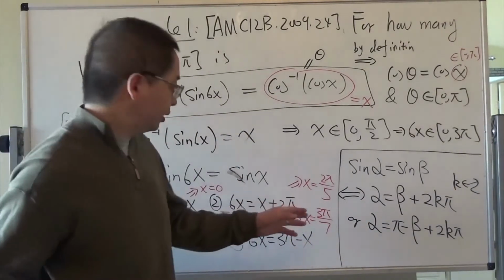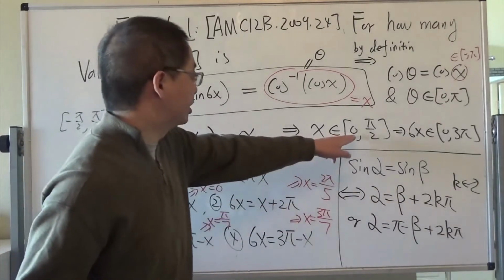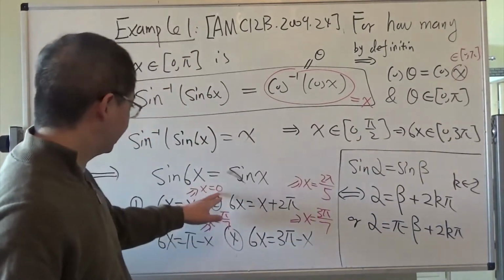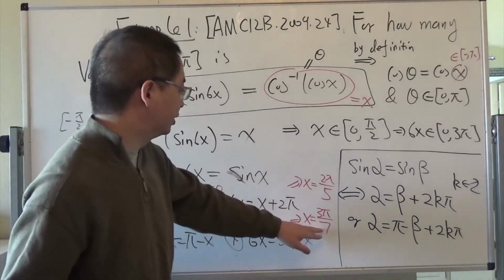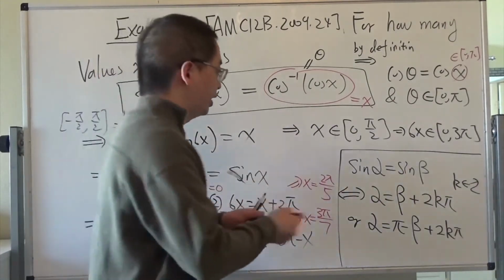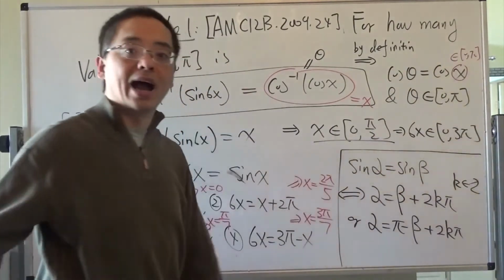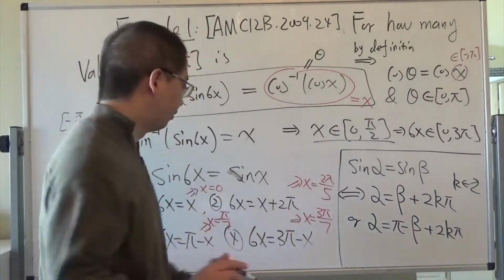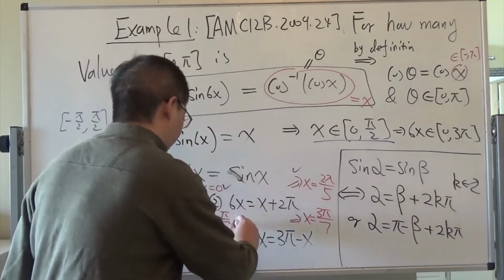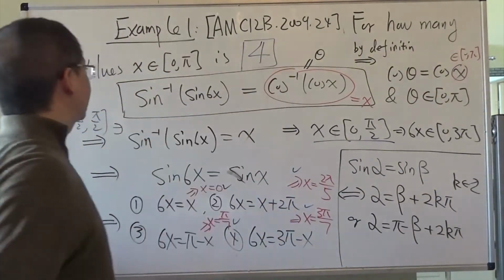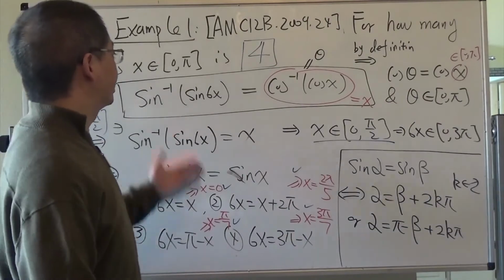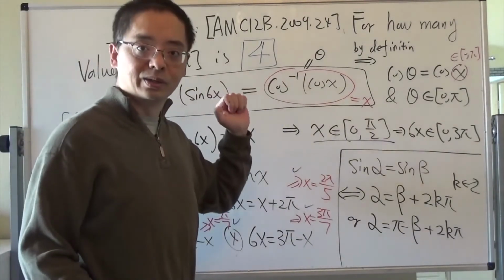Now let's double check whether these four are within 0 to pi over 2. Yeah, so these 0, 2 pi over 5, pi over 7, 3 pi over 7, they are all within the range from 0 to pi over 2. Therefore, all these four are valid. We have 1, 2, 3, 4. The answer is there are 4 valid x between 0 and pi which satisfy this equation.